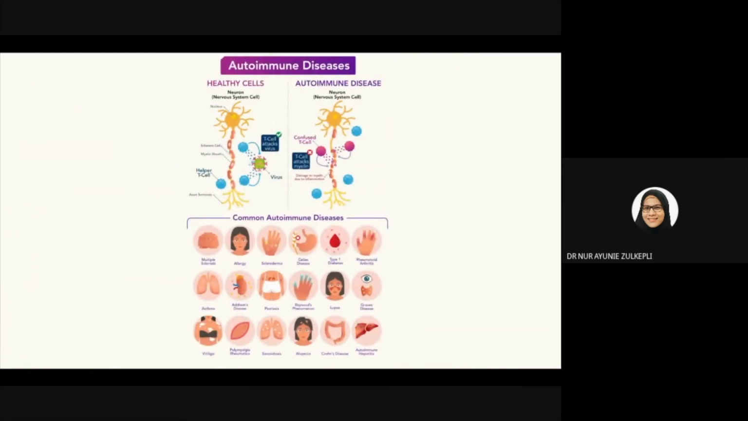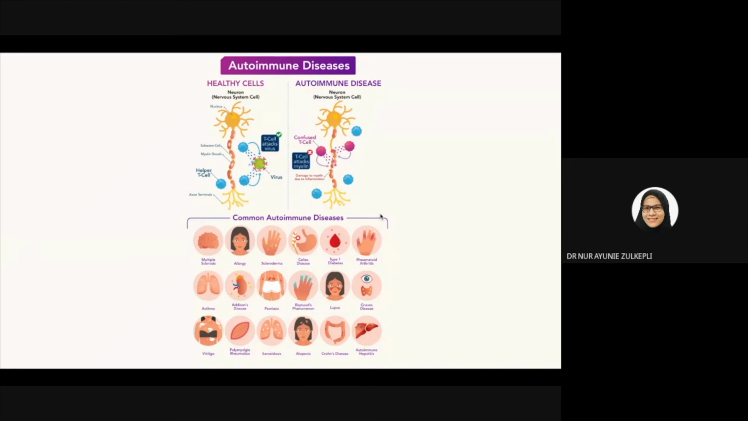Okay, so let's move on. This is an example of autoimmune disease. In healthy cells, helper T cells usually attack the virus. So this normally happens in our healthy cells. But in autoimmune disease, the cells attack the myelin, the part of your neurons. So they are attacking our own body system, which is not the pathogen.